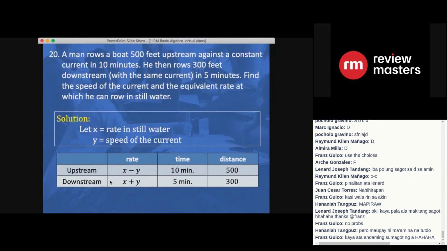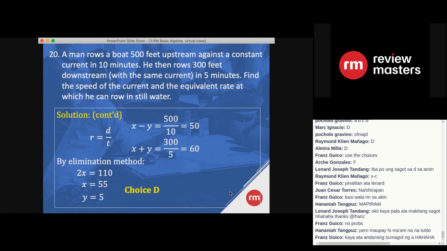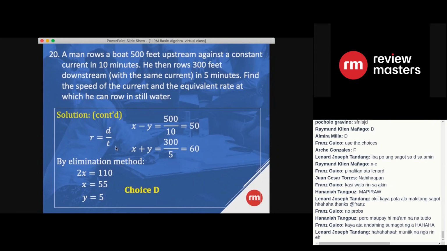Okay? Downstream, yung rate mo plus kasi tinutulungan ka, bumilis nung speed ng current, so it is your rate in still water plus the rate or speed ng current, that would be your rate. So mabilis ka. The time here is 5 minutes. Ang downstream mo and the distance is 300. Okay? So, we know that the rate is equal to the distance over the time.